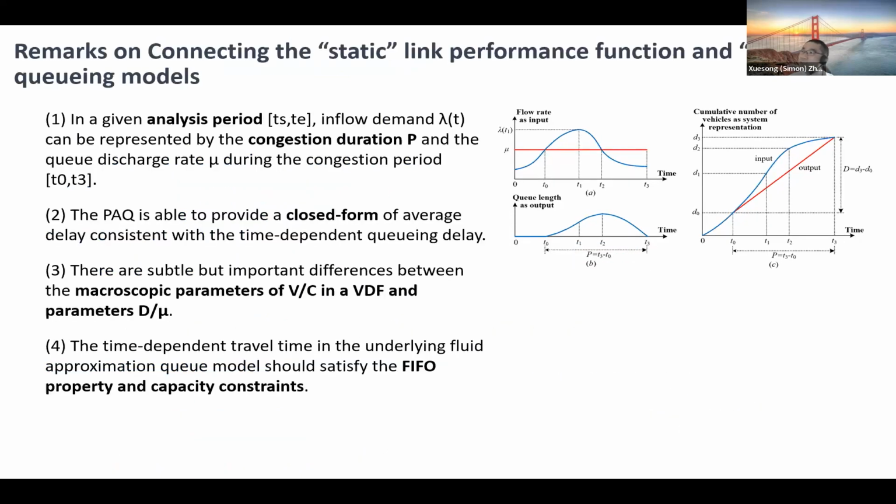But again, there's still some connection we need to enable to link the static link performance function with the dynamic cooling model. One thing I want to say clearly here is typically we define the analysis period, and then all the functional form we have is for congestion duration P. Yes, we do have the closed form solution, and I want to highlight all the closed form solution is a two-way closed form, which means on average, we have average travel time function similar to the BPR function.